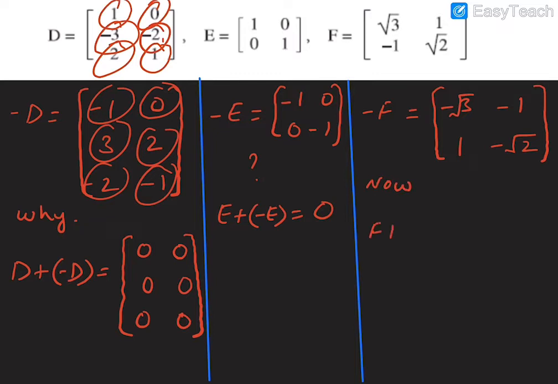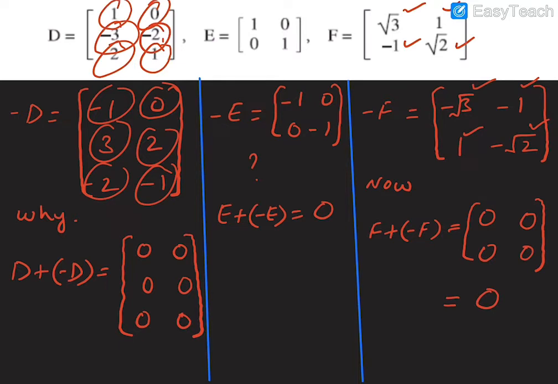f plus minus f is equal to, so square root of 3, positive and negative, when you add both you will get 0. 1 minus 1, when you add you will get 0. Minus 1 plus 1 is 0. Square root of 2, positive and negative, when you add you will get 0. So you will get a null matrix. So minus f is the additive inverse of f.